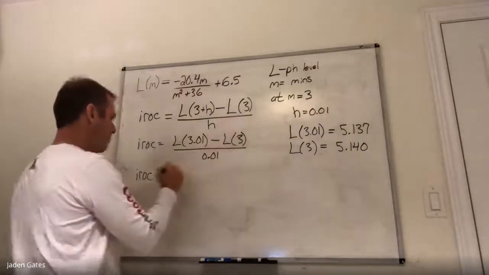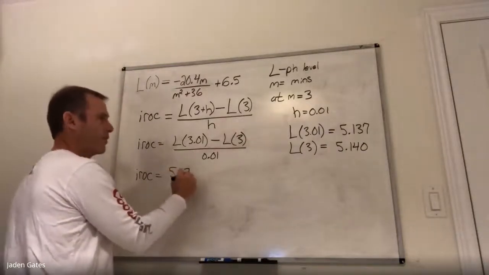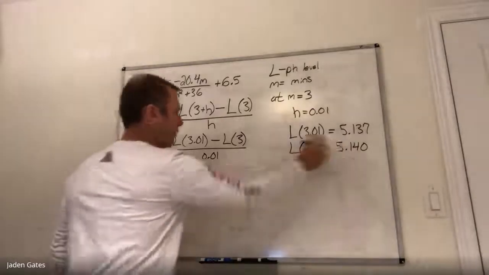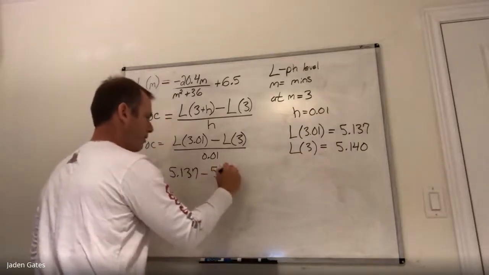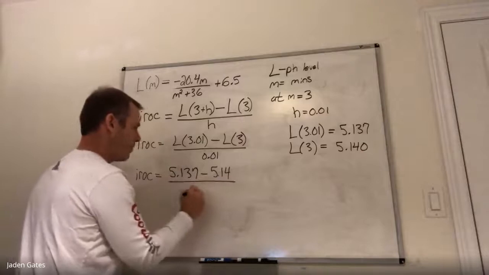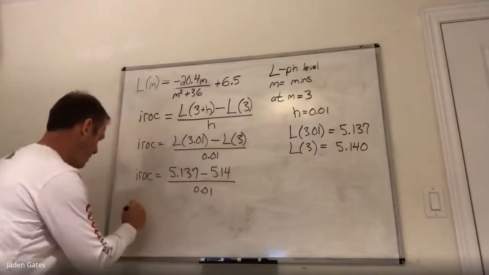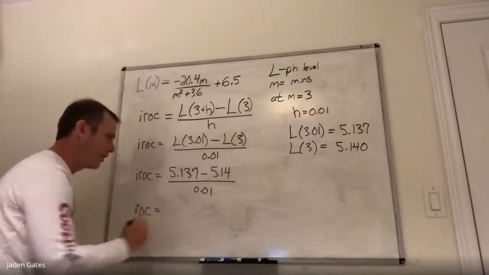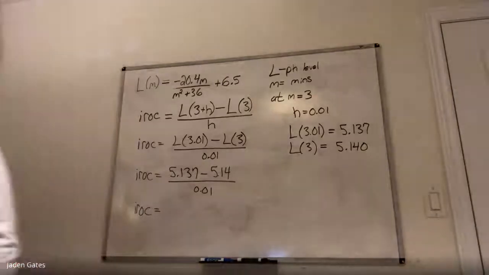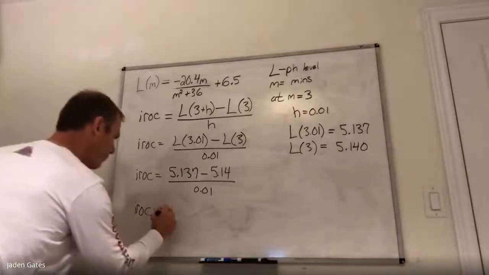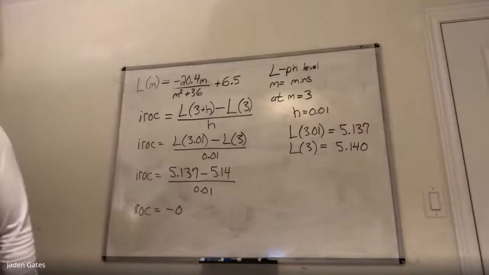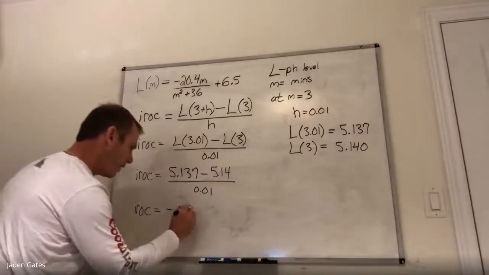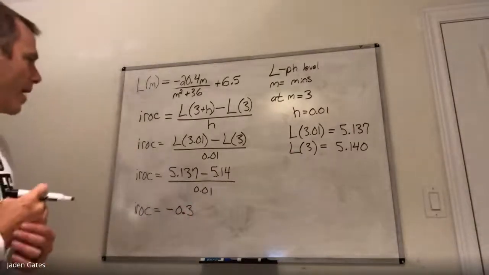So I have 5.137, subtract my 5.14, divided by my 0.01, and let's do a little bit of math. And what do we end up with? I got -0.03. So what does that mean, right?